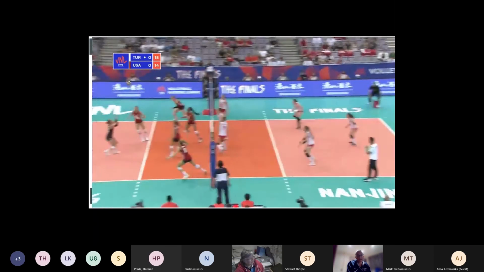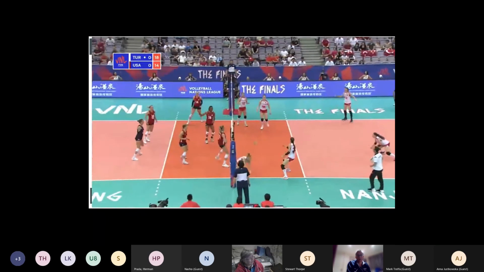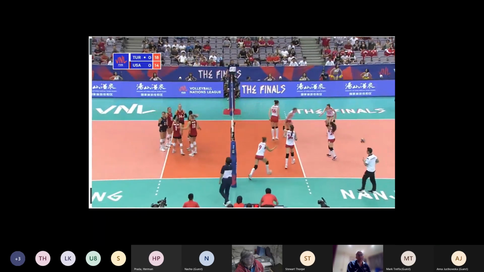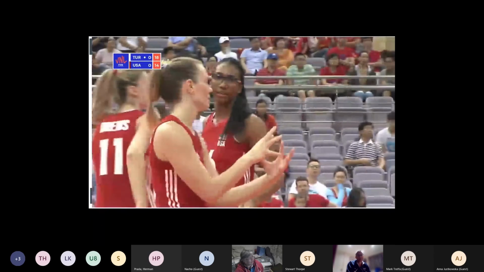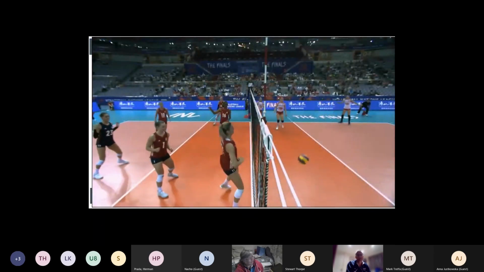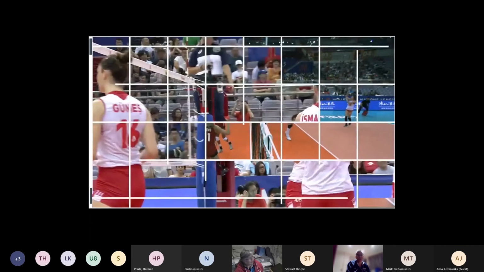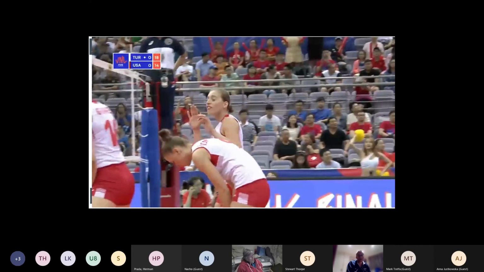So here we have USA attacking, and the ball comes off the block, and then number 11 contacts the ball in the opponent's space. The ball never comes off the block and back into the USA space. So there is no attack hit completion. So therefore, the ball cannot be blocked and the ball cannot be attacked. It's still within the Turkey side of the court.